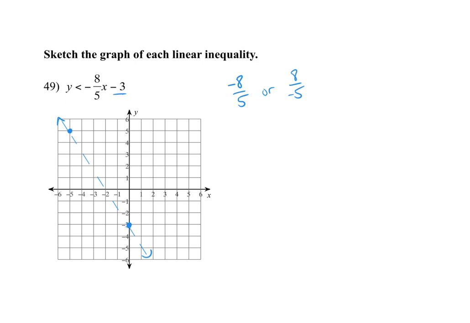And then which way do I shade? Well, my y is smaller than this line. So I'm going to go to where my y is. This direction makes my y smaller, right? My y is -3. So I'm going to shade the side that has the -4, -5, -6. I'm going to shade this side of my graph here because that's where these y's get smaller.